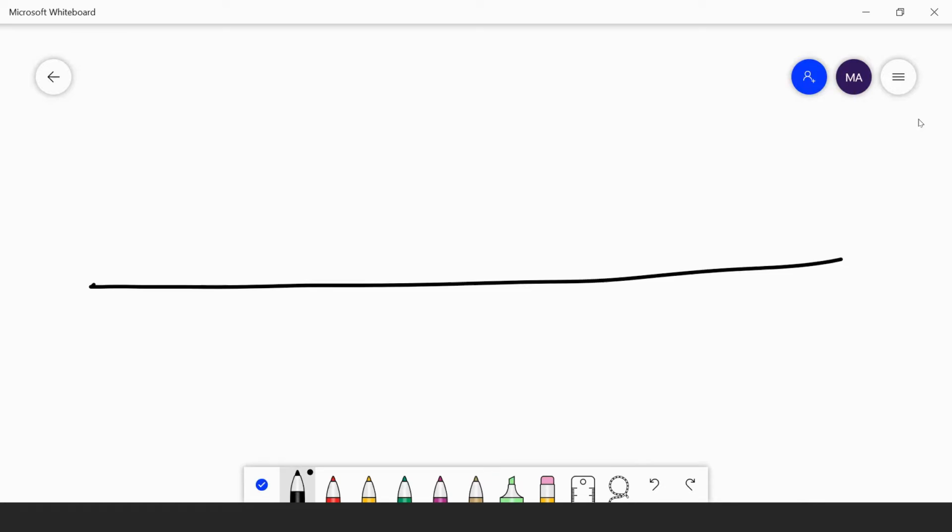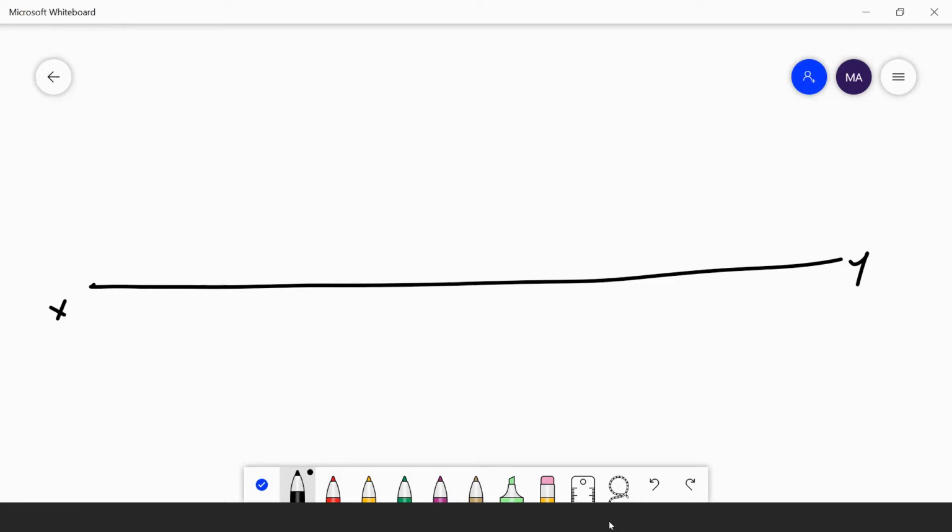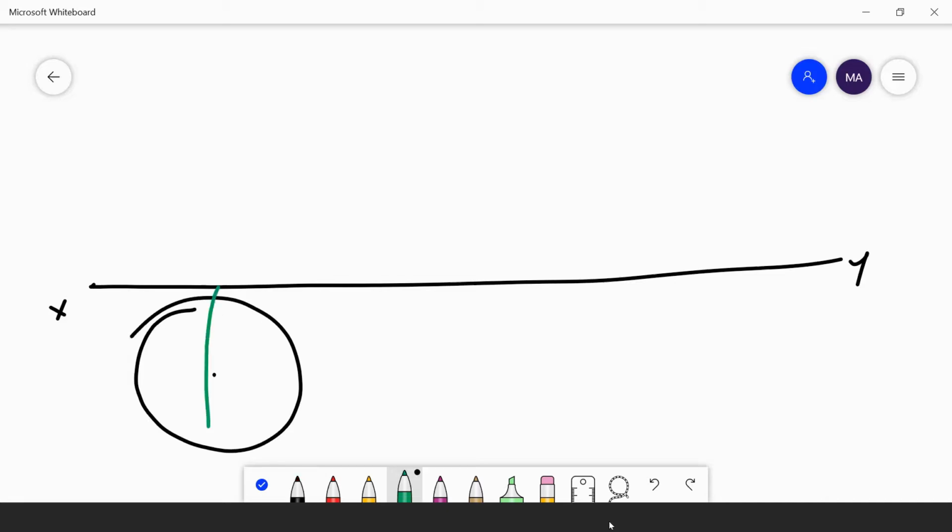I am taking the reference line XY. First I will draw the cylinder. Cylinder of base diameter 40 mm and axis 50 mm long. Okay, I am drawing, take the point. You know how to draw the circle. Draw the circle with a 20 mm radius. He has given the diameter as 40 mm, so 20 mm as the radius. Divide this circle into 8 equal parts. Understand? You take it as A, B, C, D, E, F, G, H.